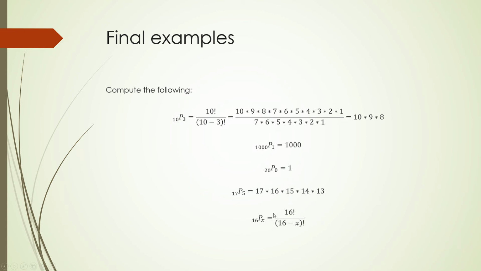And then finally, I'm looking at 16 pick some number, right? I haven't specified how many I'm picking, so I have to use the formula just to be able to say something, right? For whatever x is, I'm looking at 16 factorial divided by (16 minus x) factorial, whatever x is. And that's all we can do for that one. If you gave me a specific value for x, I could give you a specific number of configurations. But since I don't have that, this is how we do it.